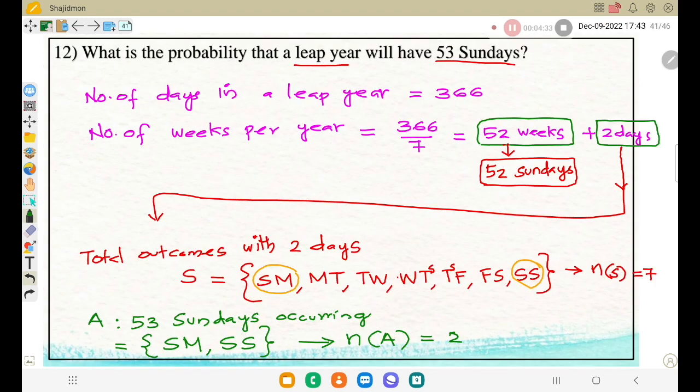Hope you understood. So 52 Sundays by default is there. 52 Sunday, 52 Monday, 52 Tuesday. This is default. Then the extra 2 days depend on our 53rd Sunday, correct? So if you get one more Sunday, 53 Sundays will come. What are the possibilities? Either Sunday, Monday, or Sunday, Saturday, correct? So 2 possibilities for that event divided by the total number of possibilities, 7. So the probability is 2 divided by 7. So that is the idea here. You can practice that question again so that you will understand the idea.